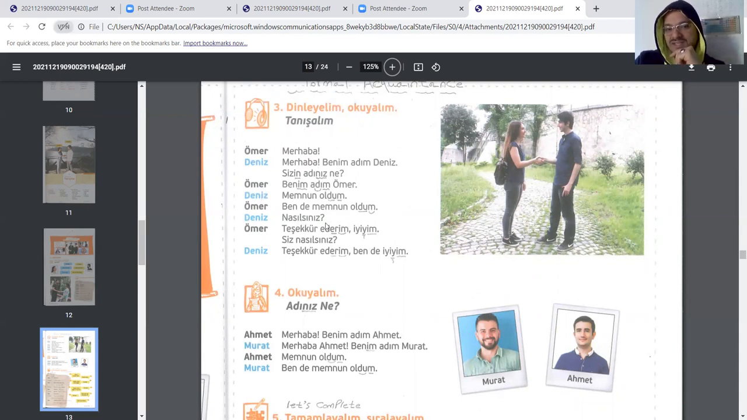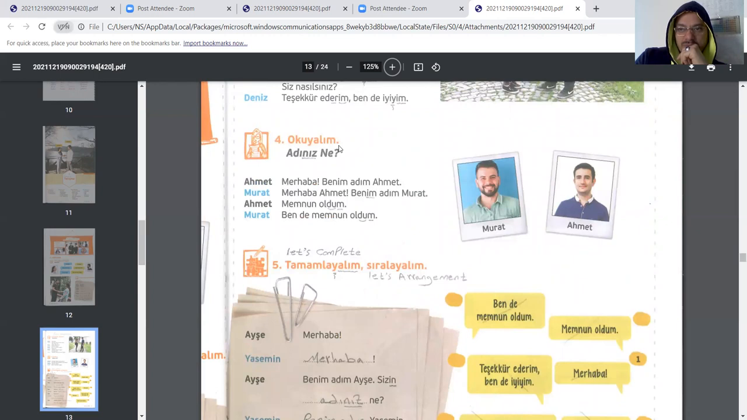We say nasılsınız instead of nasılsın. Teşekkür ederim, iyiyim. Siz nasılsınız? She didn't say sen. She used the academic form to show respect. Siz nasılsınız? Teşekkür ederim, ben de iyiyim.